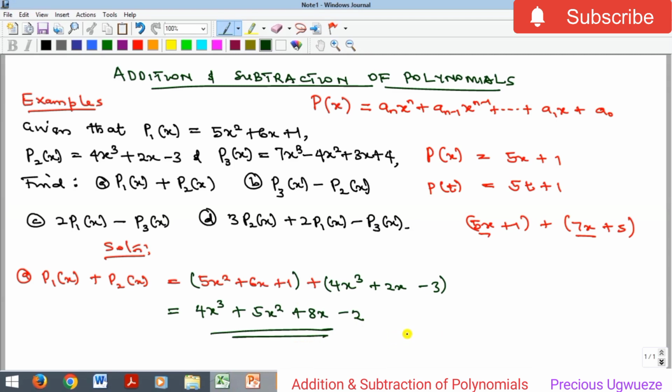And so for subtraction, it is the same approach. You subtract terms with the same coefficient, with the same exponent. Okay, and then quickly we are going to look at example 2. All right, so let's go to example 2.